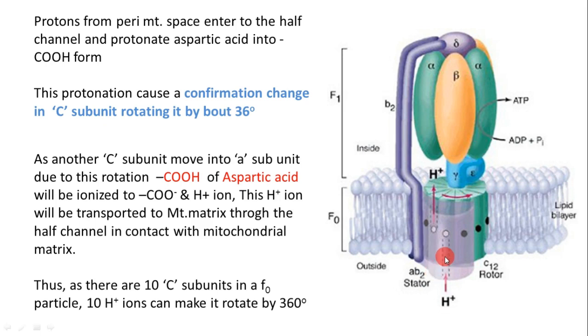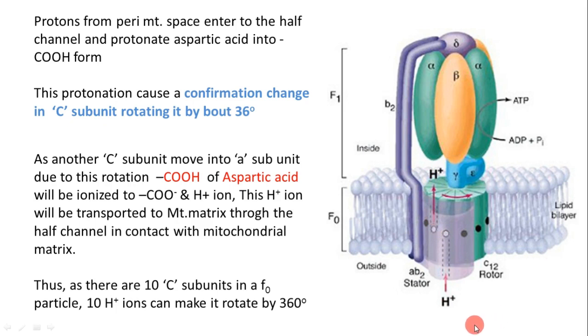Thereby, another C subunit comes to this position. That is, as another C subunit moves into the A subunit due to this rotation, the COOH of aspartic acid will be ionized into COO minus. This H plus ion will be transported into the mitochondrial matrix through the half channel in contact with the mitochondrial matrix. So as the C subunit rotates 36 degrees in the anti-clockwise direction, the next C subunit takes that place. So the incoming subunit has a protonated COOH group. As that COOH group reaches this half channel, it will communicate with the hydrophilic medium and it will be deprotonated or ionized. So that H plus ion will be pumped into the mitochondrial matrix.